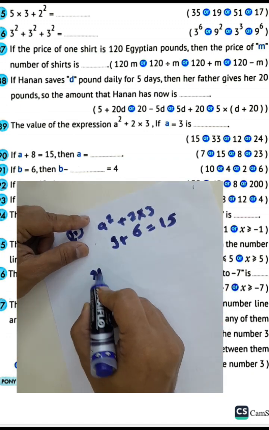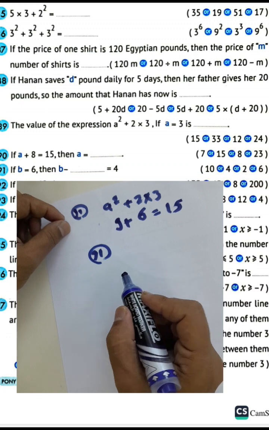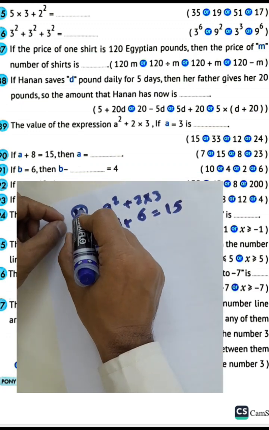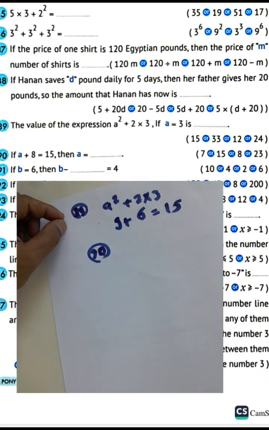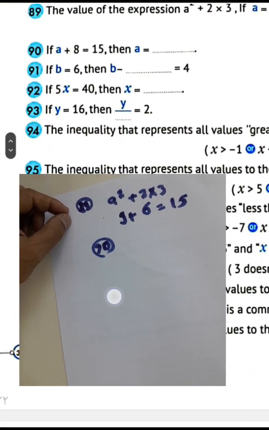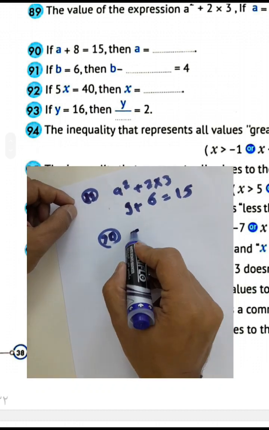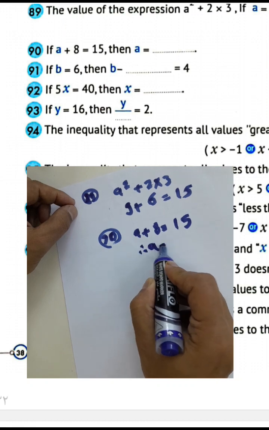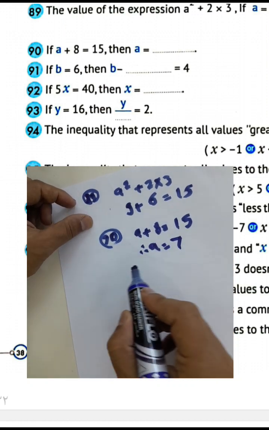Okay, next question. Okay, it's 89 and question 90. Pay attention with me about question 90. If a plus 8 equals 15, then a will be 15 minus 8 equals 7.